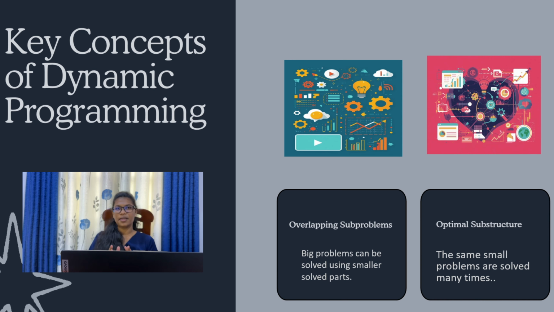Concepts of dynamic programming. Basically, there are two types. The first one is overlapping subproblems. The second one is optimal substructure. Overlapping subproblems means big problems can be solved using smaller solved parts. Optimal substructure means the same small problems are solved many times.